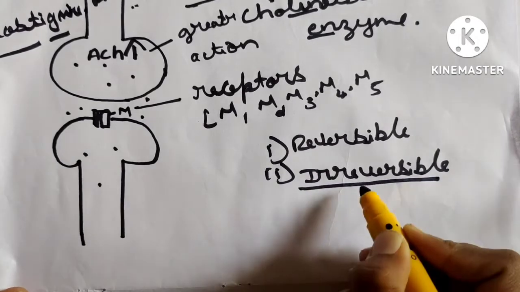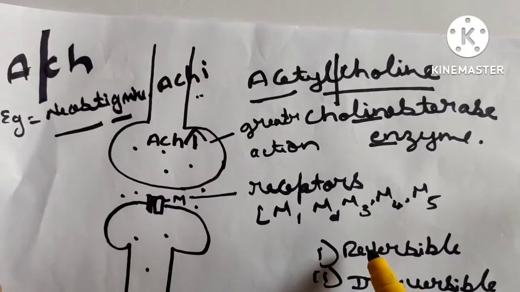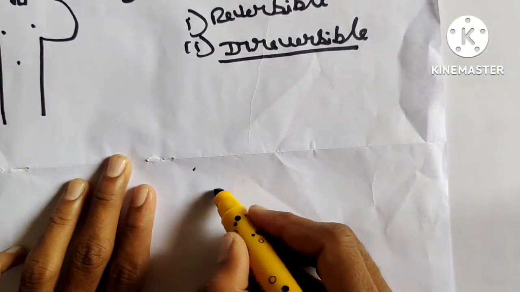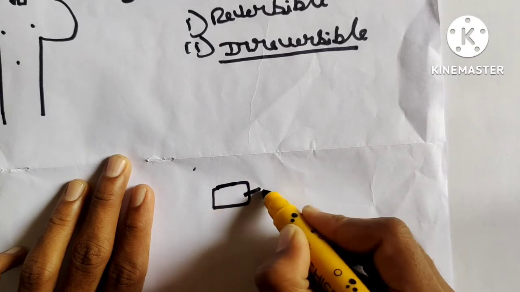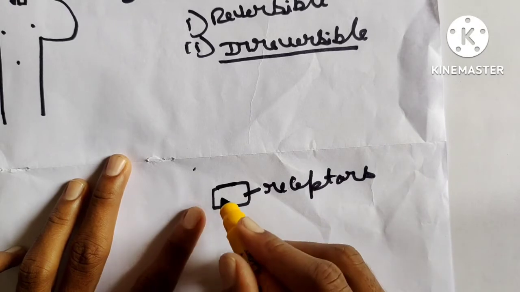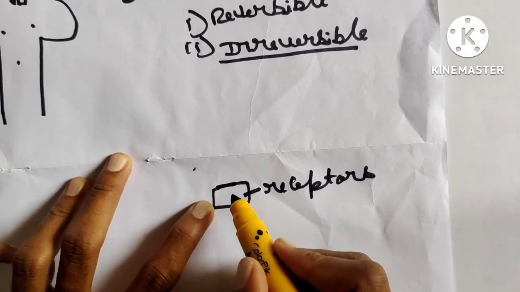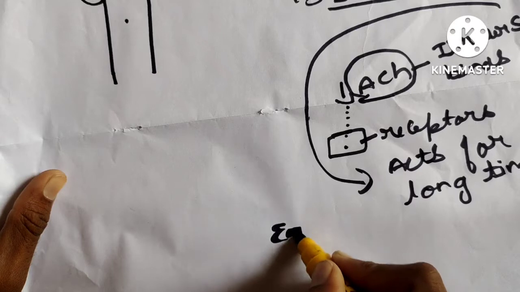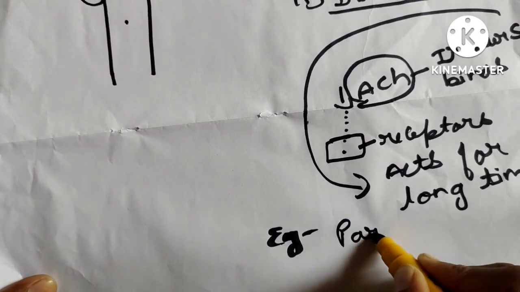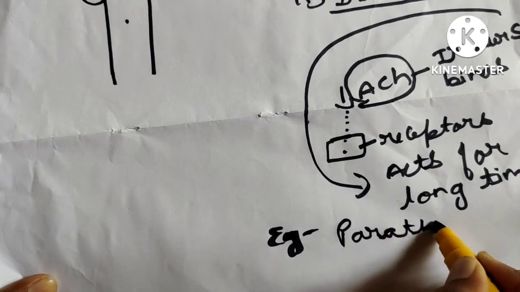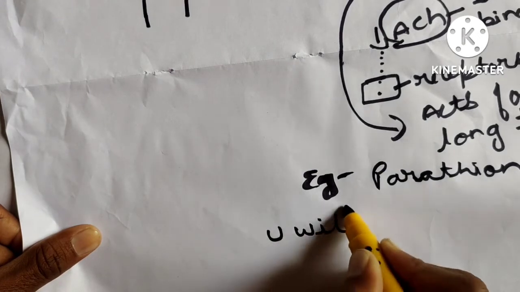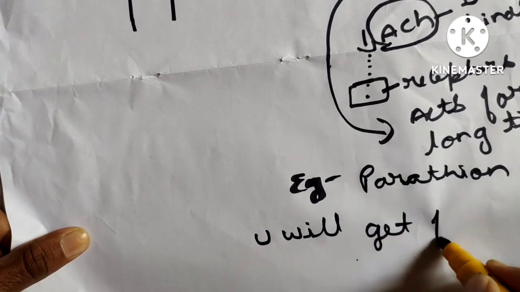Next we will study the irreversible type of inhibitors. Here the name itself indicates irreversible, meaning the condition cannot be reversed. In the receptors, the acetylcholine is deposited in such a way that it cannot be separated, so it acts for a longer time, long lasting, and involves various organophosphorus compounds with covalent bonding. Examples are parathion and malathion. Basically these are used as insecticides in agriculture, and malathion is also used to treat head lice, body lice, etc.